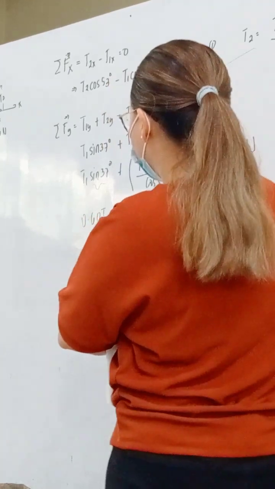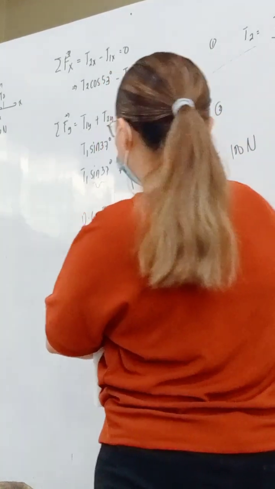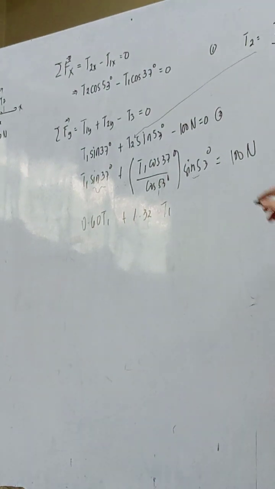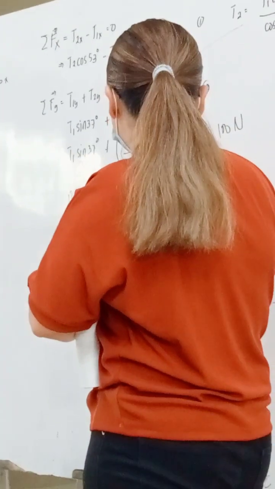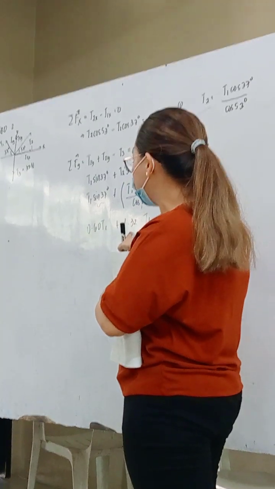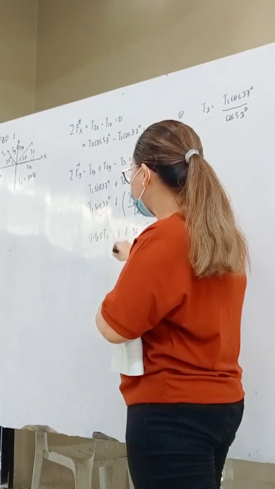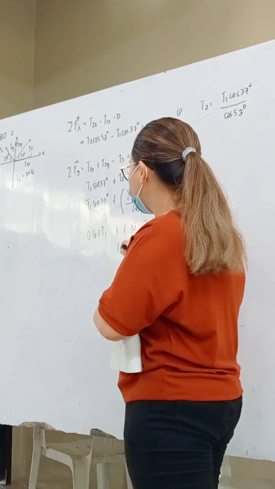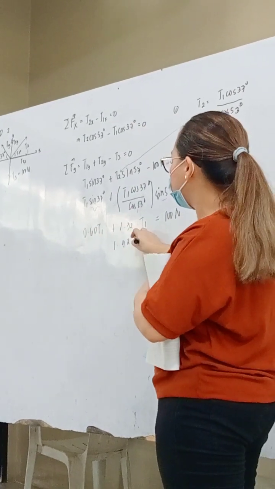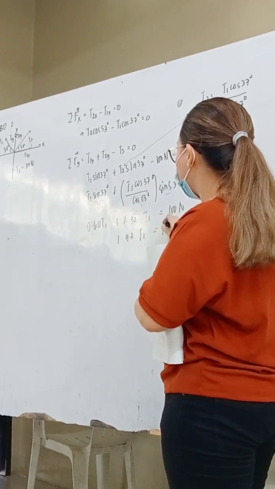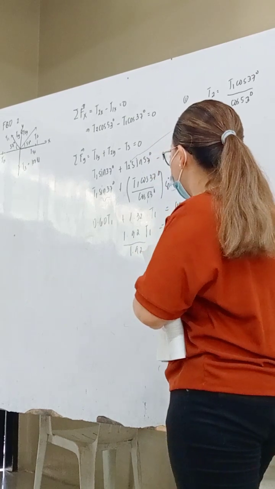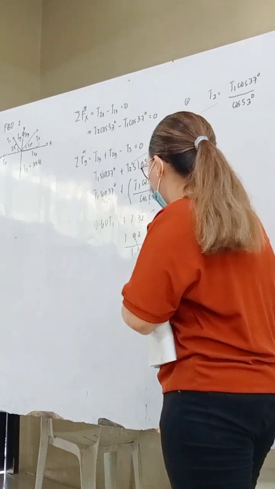1.32? So 1.32 T1. Then add, equals 100 Newton. Then we add the 0.60 and 1.32, so 1.92. So 1.92 T1 equals 100 Newton. We divide both sides by 1.92.